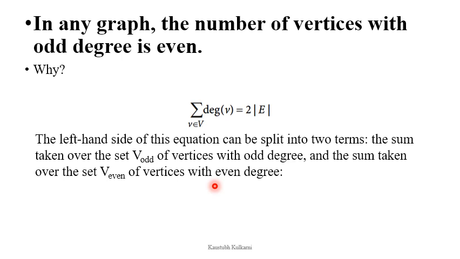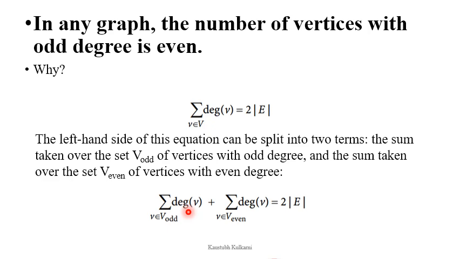If we divide the vertices of the graph into two sets, V odd and V even, and then take the sum of their respective degrees, the sum over V even is anyways going to be even, because these are all the vertices with even degree. So the RHS is even, and on the LHS this quantity is even. The only thing left is that this quantity should be even. Now for this quantity to be even, your number of vertices should be even.